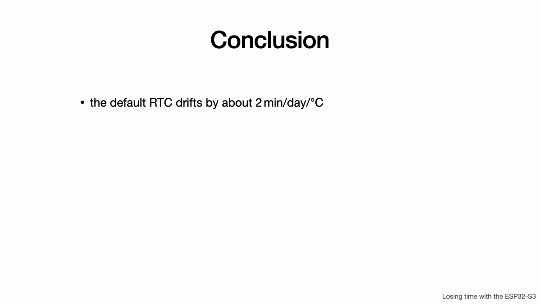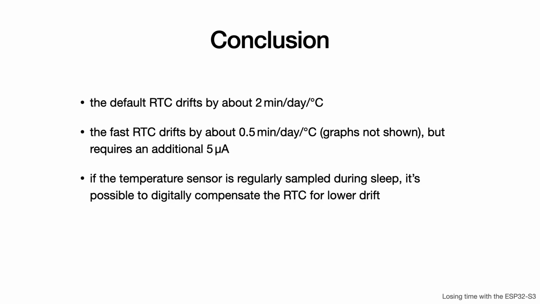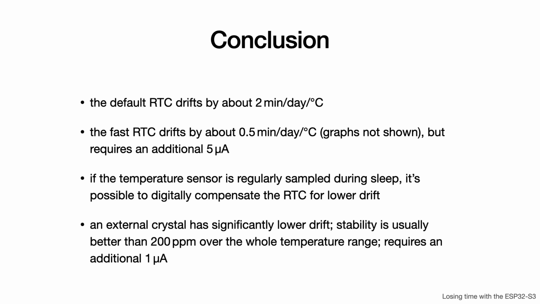of change in temperature. The fast RTC, which I measured separately over the course of 2 weeks, drifts by around half a minute per day for every 1 degree of change in temperature, but it requires an additional 5 microamps of current. If the temperature sensor is regularly sampled during sleep, it's possible to compensate the RTC for lower drift. However, an external crystal will always have significantly lower drift. Stability is usually better than 200 parts per million over the whole temperature range, which is around 17 seconds of total drift per day across all temperatures. And it requires just an additional 1 microamp of current.